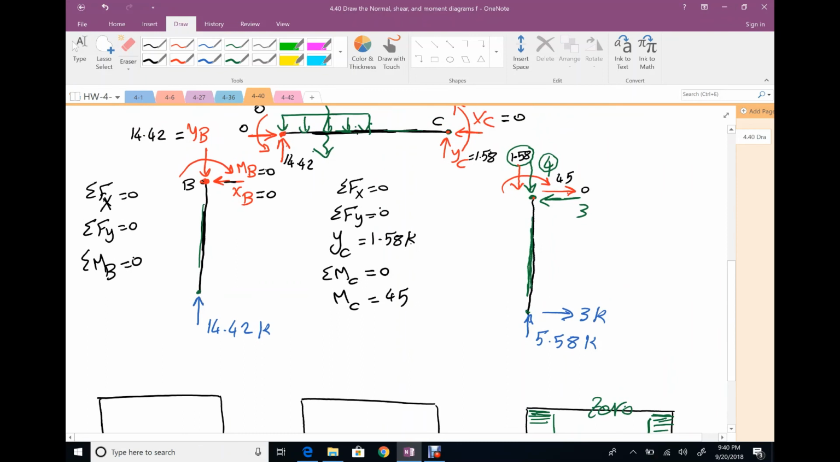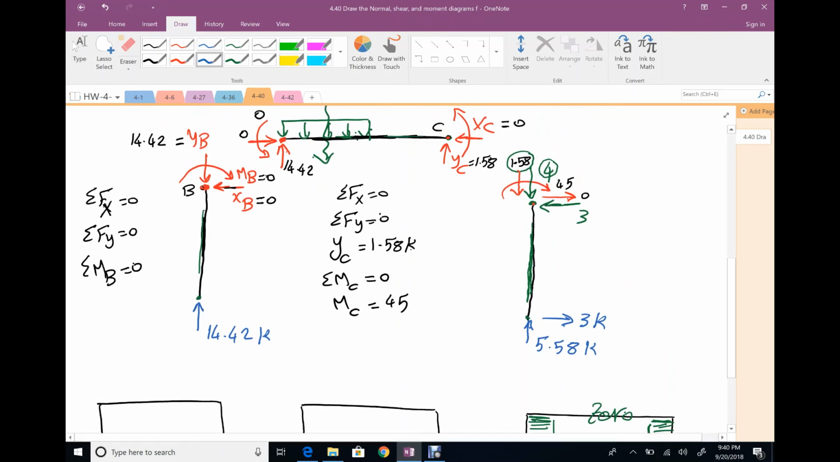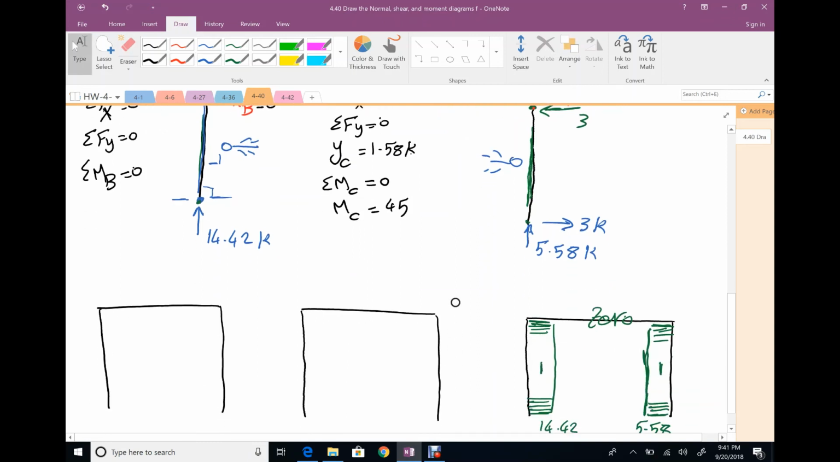To draw my shear, please come and stand under your member, so that you and your member make 90 degrees. So I'm here, I am here, I am here. Let's start with the first member here. Where is your left based on your position? Actually, my left is here. Do you have any force perpendicular to your member at this location on your left? Nothing. So 0 shear here, nothing happened. So I don't have any shear on this member.